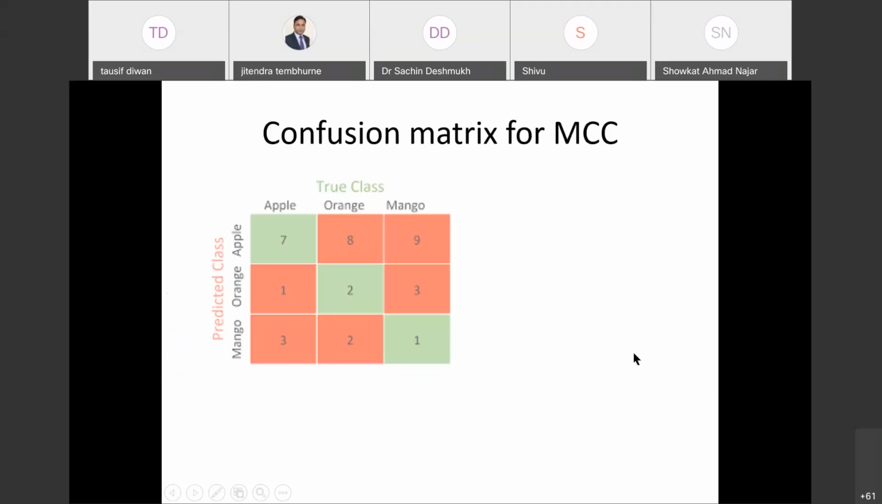Okay. So it can be extended for three classes also. Like here you can see three classes are there: apples, oranges, and mangoes. These are the true labels, and this is the prediction by the model. So horizontal lines are denoted by the prediction classes, and vertical lines are indicated with the help of the true classes.